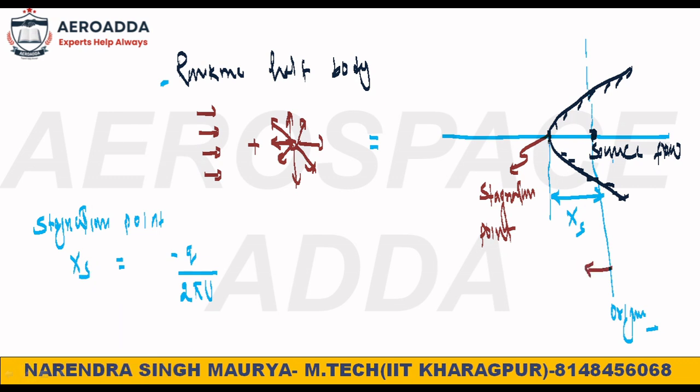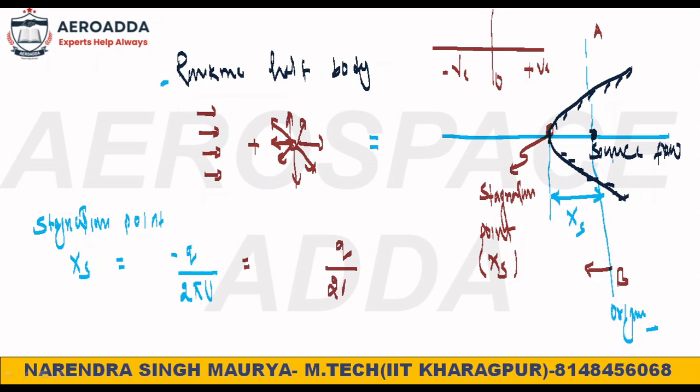So obviously the stagnation point is existing here. It is from the origin, because you know the coordinate system. If this is the origin, this side we have positive and this side we have negative. So the negative sign indicates that the stagnation point is existing just before the origin, meaning the left side. If I concentrate on magnitude, because the negative sign only indicates the position, the location, the magnitude is nothing but q upon 2 pi U.